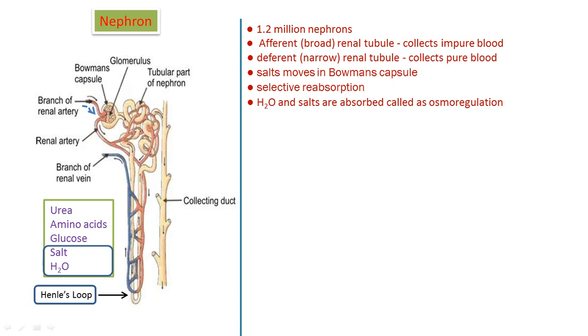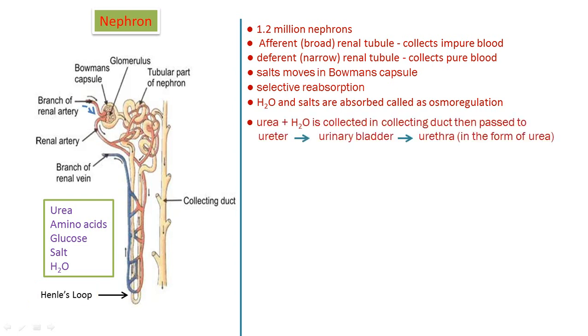So what is left out now? Urea. Urea is a nitrogenous waste. Urea plus water is collected in a collecting duct. After that from the glomerular tubule the blood will flow, from here you can see it will pass to Henle's loop tubule. From there again it is collected to the collecting duct. This is called the collecting duct.